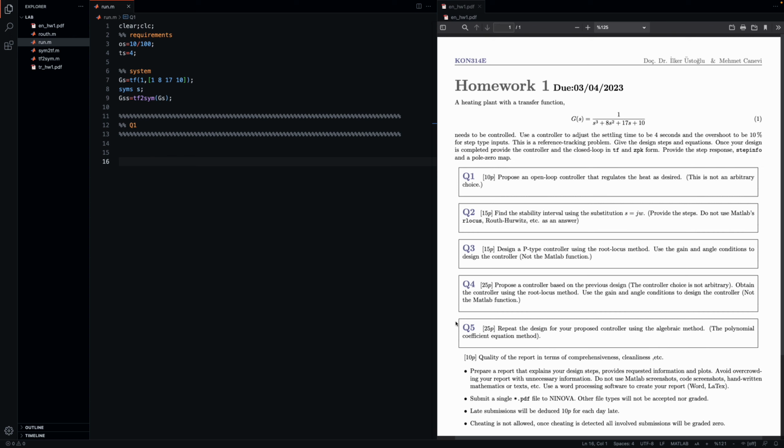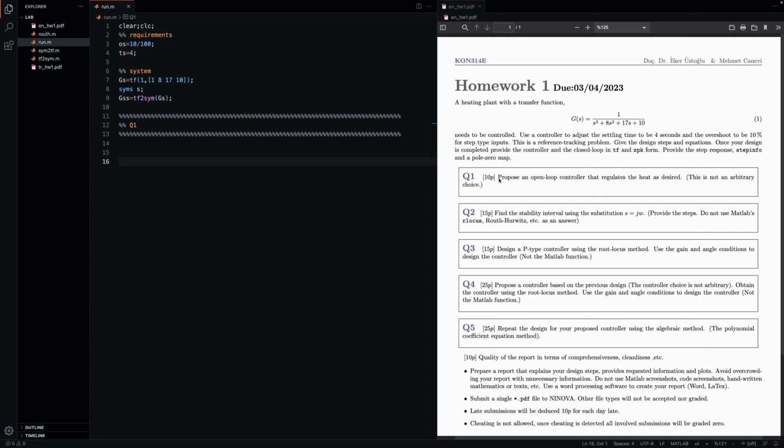And throughout your solutions, you were asked to give the design steps and equations and stuff like that, especially since you're designing a controller, the ZPK form, TF form of a controller, and also the TF and ZPK form of the closed loop transfer function. And of course, step response and step info pole zero map. All these sorts of documentations were needed for each question, except Q2, I guess. So let's dive into it.